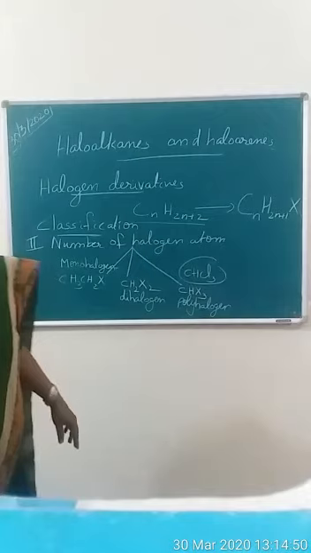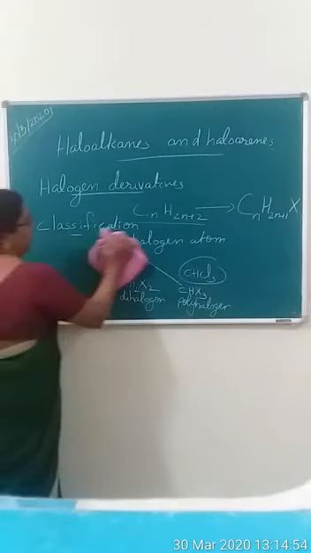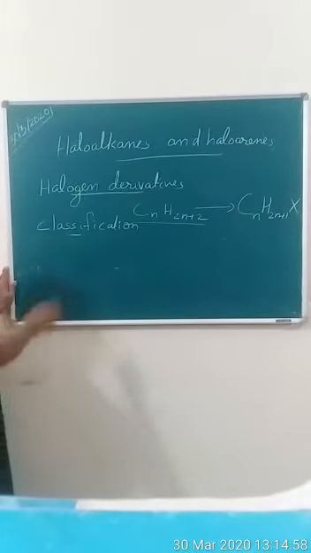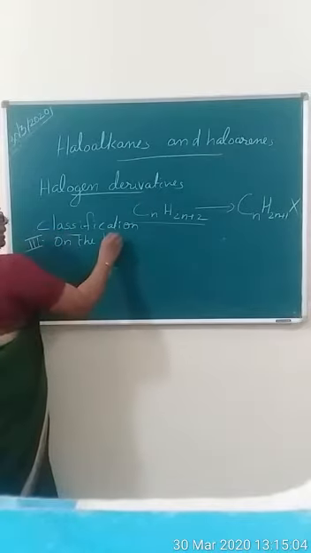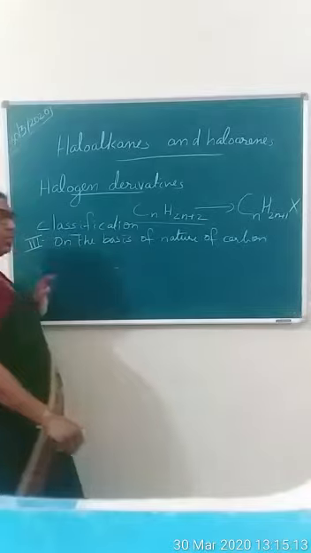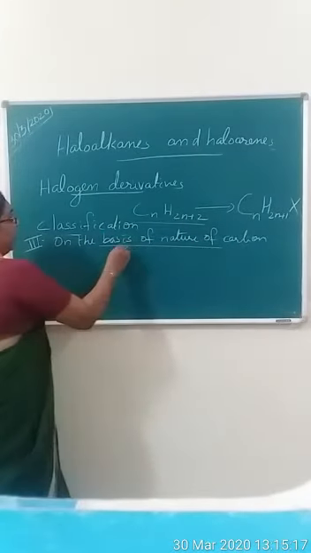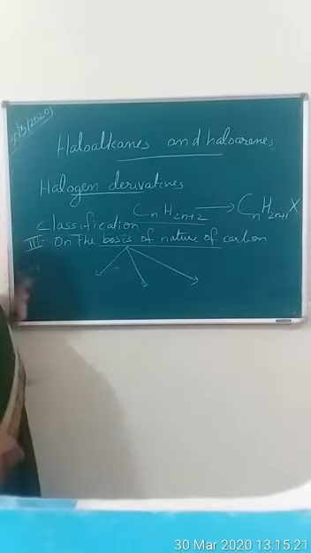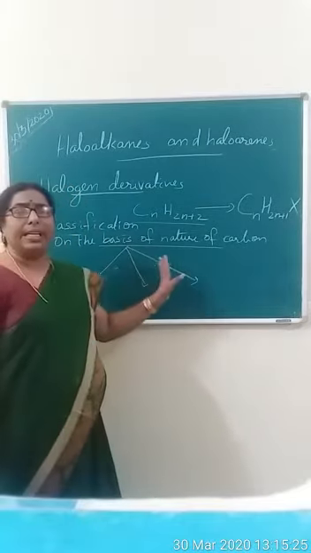Now, let us consider the third type of classification of halogen derivatives on the basis of nature of carbon atom. Third type of classification is on the basis of nature of carbon atom. On the basis of nature of carbon atom, again we can divide it into three types, that is primary, secondary and tertiary. Even we can have a fourth type also, that is quaternary, but now we are dealing only with three types.